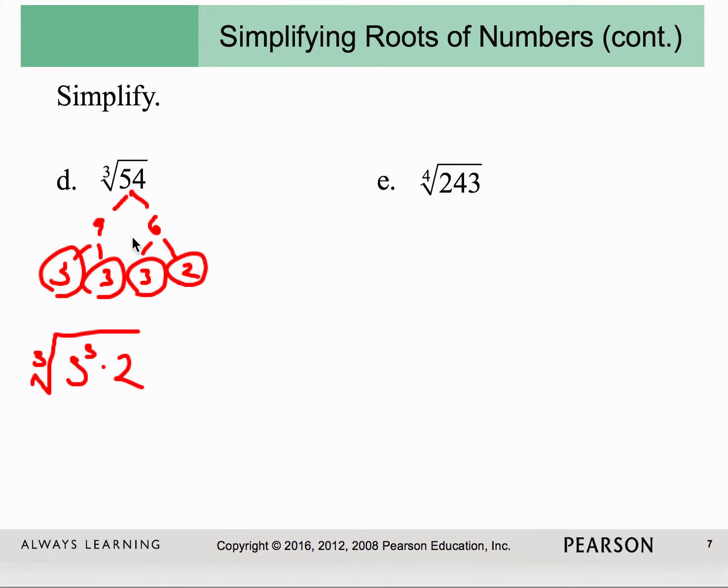It's still 54, right? But now 3 goes into 3 1 time, so I can bring 1 3 outside. 3 does not go into 1, so the 2 remains inside. Don't forget your index, because that's different than a square root. It's a cube root.